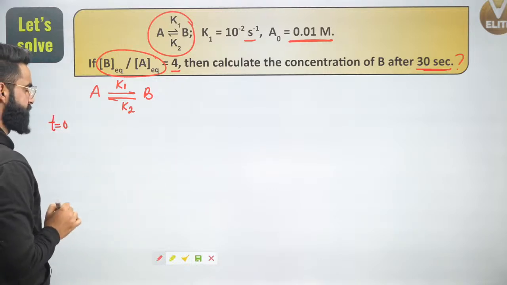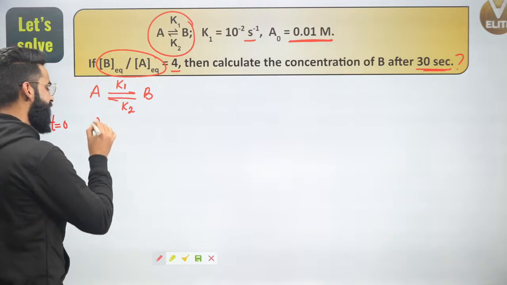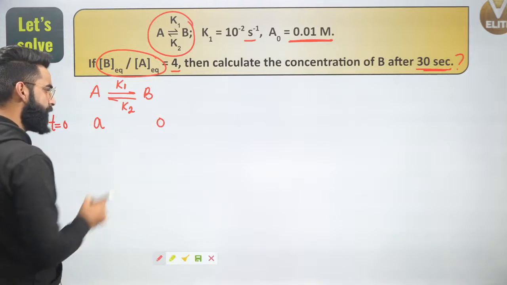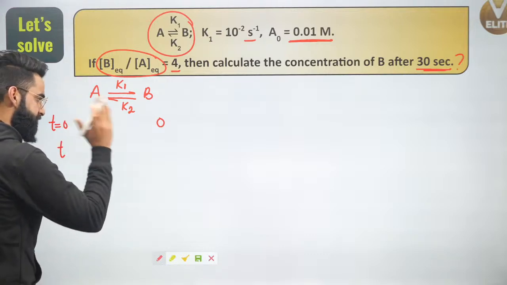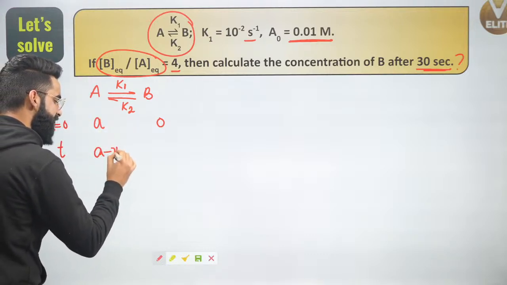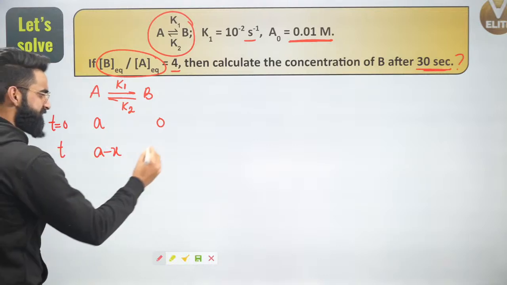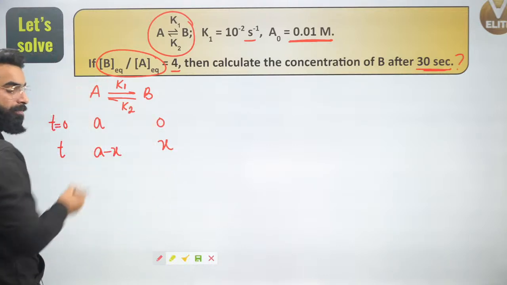Let's say at time t equal to 0, I have got A moles of reactant. This is going to be 0 for the product. Correct? At time t, let's assume X moles of A have got dissociated. So I'll be left with A minus X moles of reactant at time t. Similarly, X moles of product would have got formed at time t.